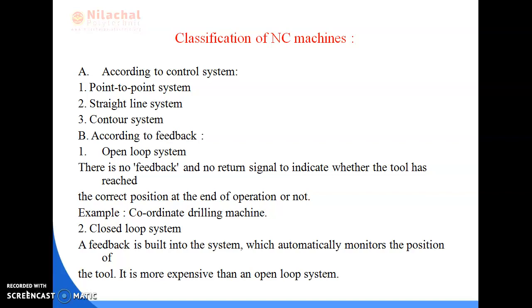Then closed loop system. A feedback is built into the system which automatically monitors the position of the tool. It is more expensive than an open loop system. Means in closed loop system, we are using one feedback device so that each and every operation will be monitored by the feedback device, and we will get a perfect product at last. And this procedure is quite expensive compared to open loop system.